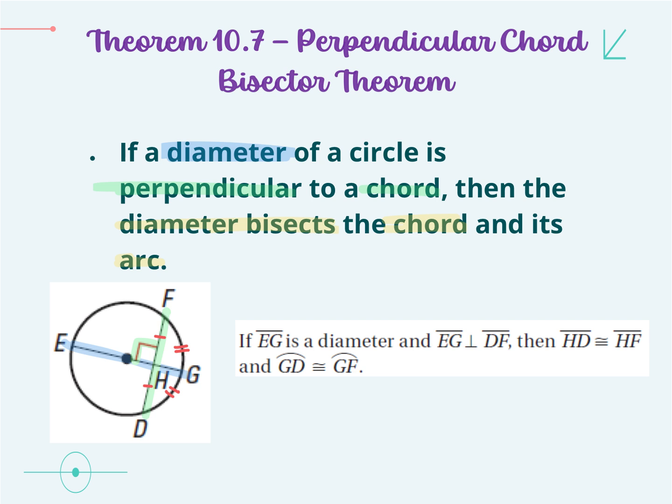So if EG is the diameter, which it is, and EG is perpendicular to FD or DF, then HD is congruent to HF, and arc GD is congruent to arc GF.